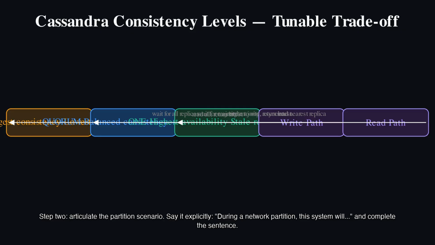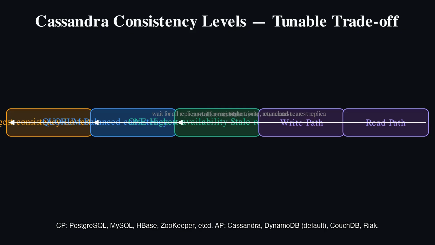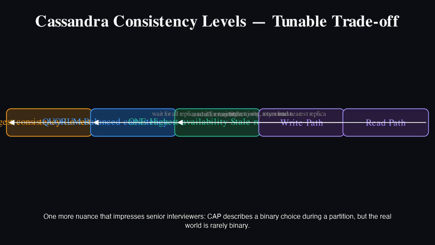Either reject requests until the partition heals, CP, or serve potentially stale data and reconcile once connectivity is restored, AP. Interviewers want to hear that you've thought about the failure mode, not just the happy path. Step 3. Choose the database that matches. CP: PostgreSQL, MySQL, HBase, ZooKeeper, etc. AP: Cassandra, DynamoDB by default, CouchDB, Riak. Tunable: DynamoDB with strongly consistent reads, Cassandra with quorum or all consistency.